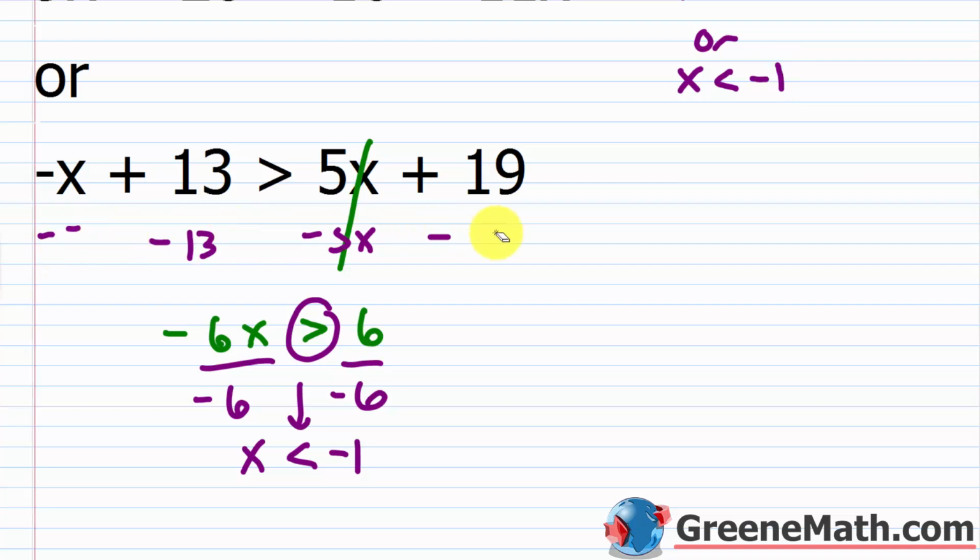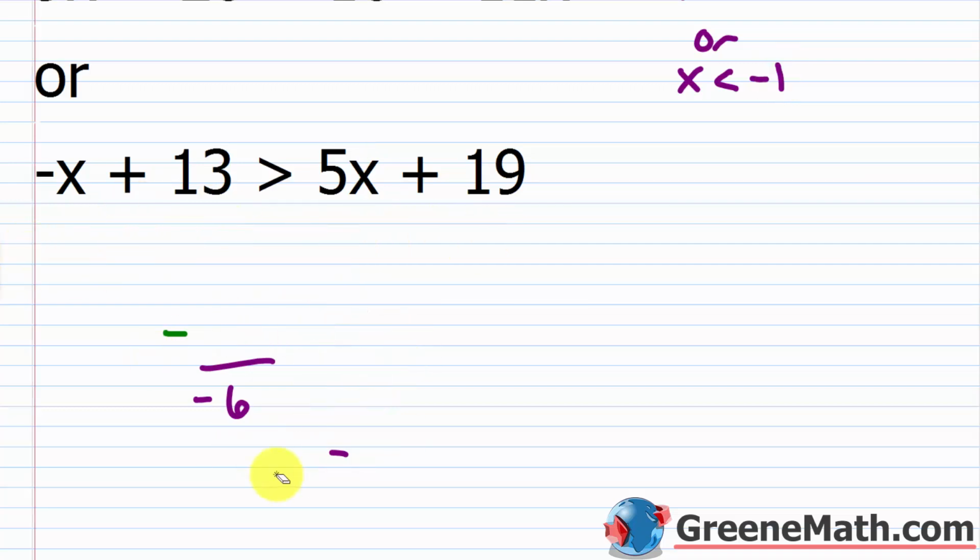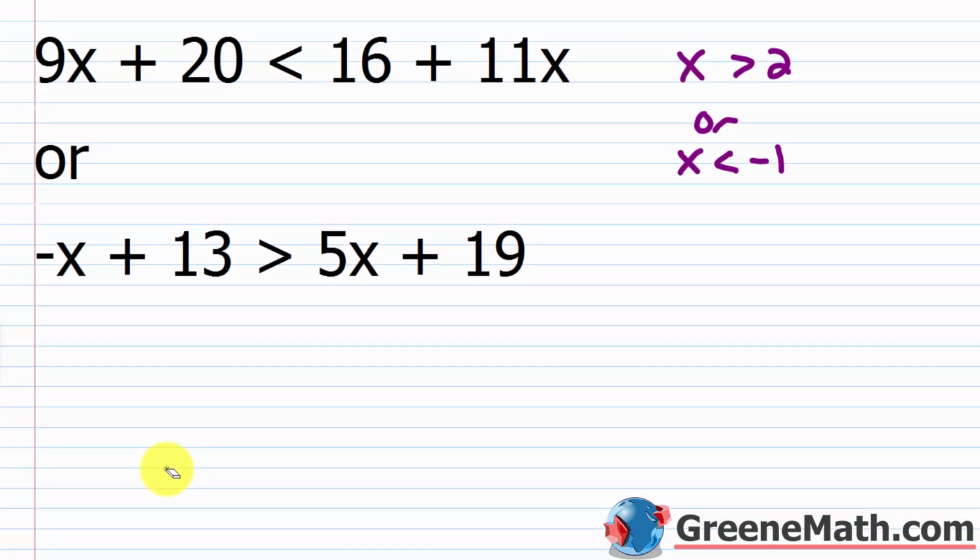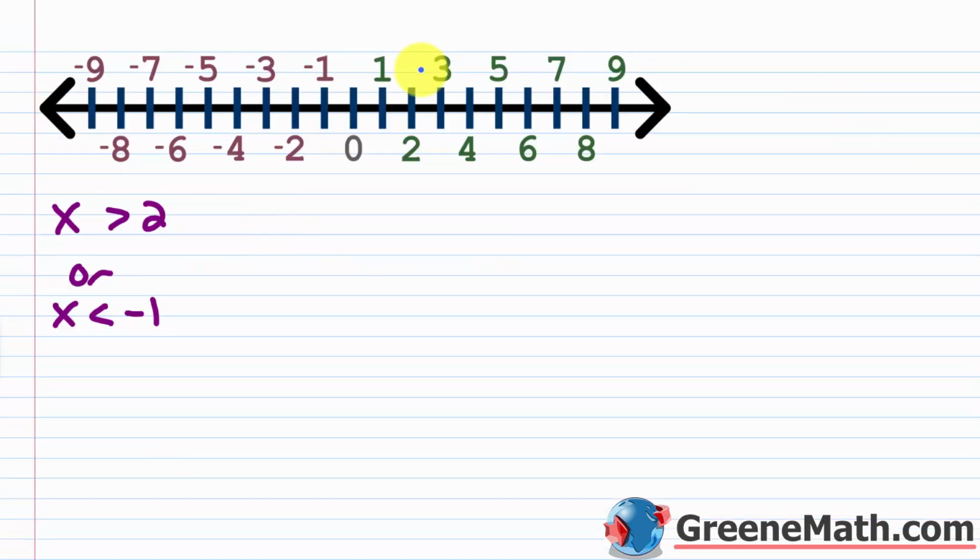So let's erase this. And again, all I'm going to do here is drag this down to the number line. So if x is greater than 2, I can put a parenthesis at 2, and I can just shade everything to the right. For x to be less than negative 1, I could put a parenthesis at negative 1, and I could shade everything to the left. Okay.